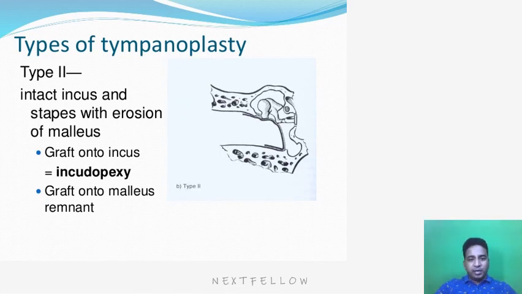as we can see in the diagram. Here you can see in the diagram, this is my malleus, this is my incus. So the joint is intact, but only the manubrium, or we can say the handle of malleus, is necrosed. So in that case, we will cap the graft over the remnant of the malleus. So the lever mechanism between the malleus, incus, and stapes is intact. That is the type 2.